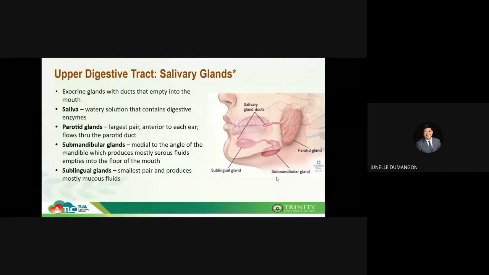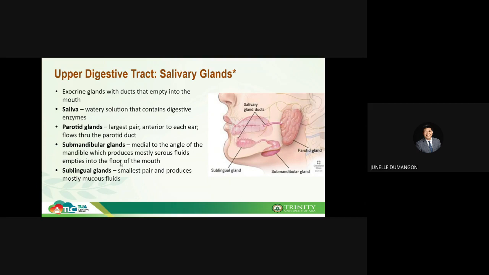Next, we have the submandibular gland. So, mandible kasi is what we call the lower jawbone. Diba? The lower jawbone is called the mandible. So, it's underneath the mandible, thus the name submandibular. And please do remember that the saliva that your submandibular gland produces is mostly serous. What does that mean? It means that the saliva is mostly water. So our submandibular glands produce watery saliva.